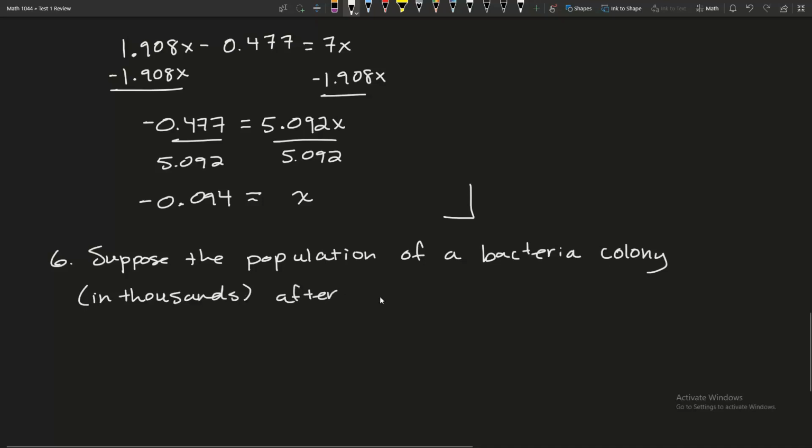Okay, so for this one, we've got a population of a bacteria colony measured in thousands after t hours, and it's given by a model. So let's say P of t, and let's change it up a little bit. So let's say it's 4.2 times e to the 0.3t. So we have an exponential function in continuous form. So we just want to find and interpret the ARC, the average rate of change.